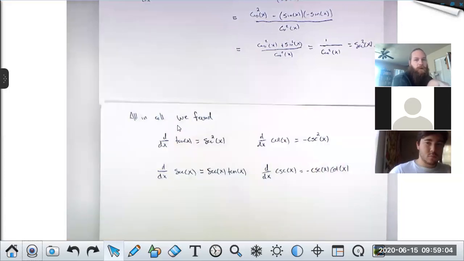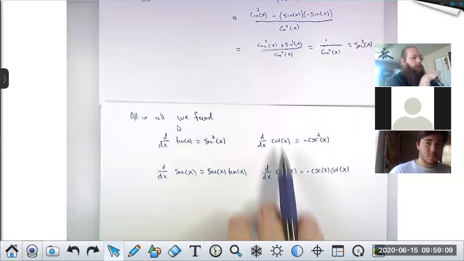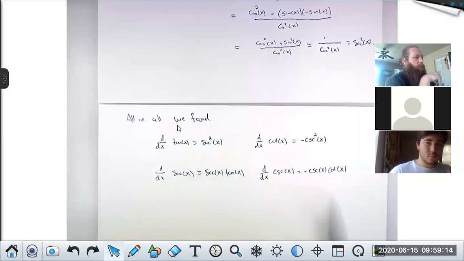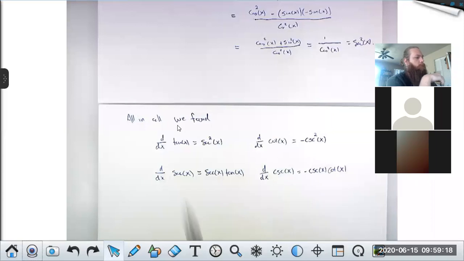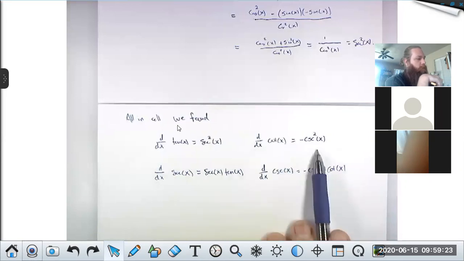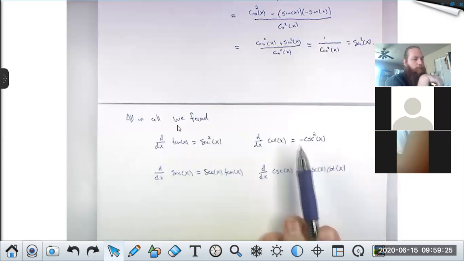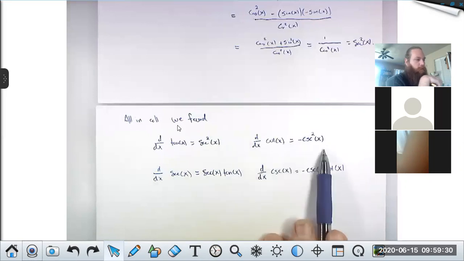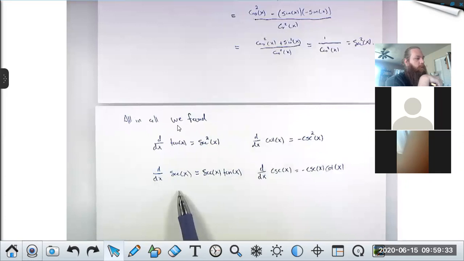So you see a pattern here, right? Between the regular trig function and its cofunction. The same pattern in the derivatives that you see between sine and cosine holds down here for the secant and tangent functions. The derivative of tangent is secant squared. The derivative of cotangent is the cosecant function squared, but with a negative. So tangent, secant squared; cotangent, negative cosecant squared. Secant differentiates to secant tangent. Cosecant differentiates to negative cosecant cotangent.